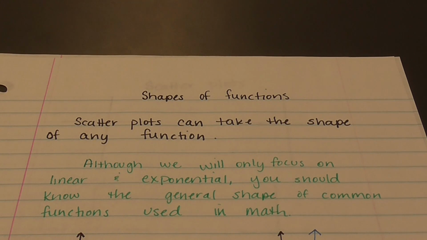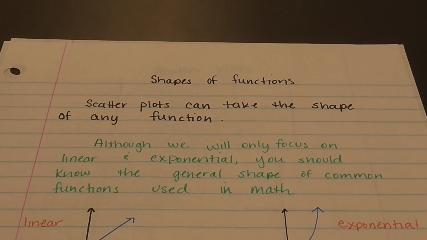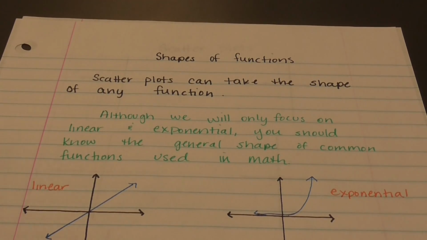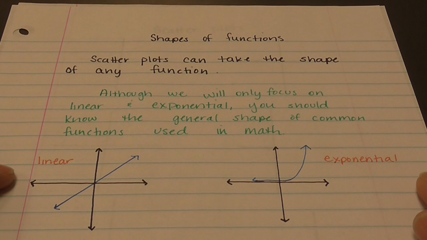So as we're sitting in the middle of statistics, we're going to talk about the shapes of functions for a minute. And the reason why is because scatter plots can take the shape of any kind of function. So we're going to be focused on linear and exponential functions. But you need to know the general shape of the common functions that are used in math. So linear and exponential look like this. We've talked about both of these functions already.